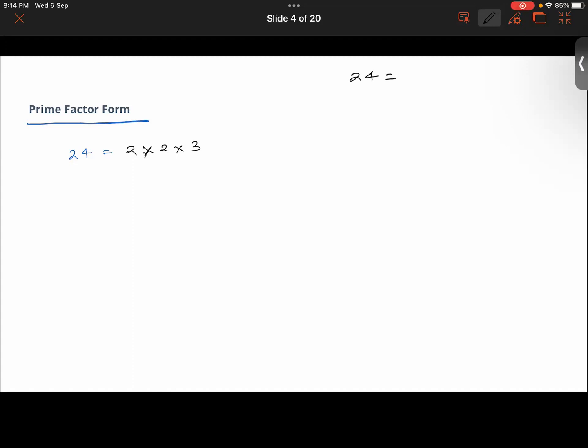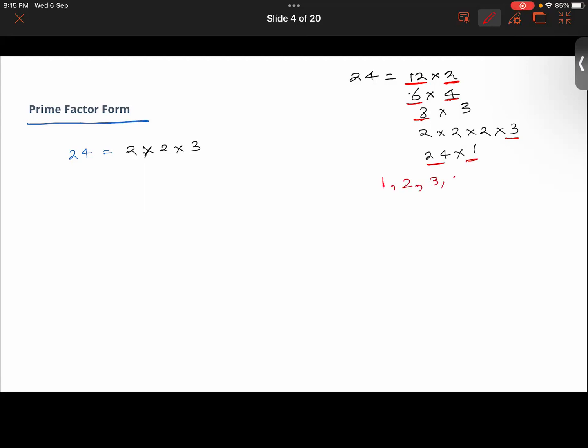It could have been written like this also: 12 multiplied by 2. You can have written it like this also: 6 multiplied by 4, 8 multiplied by 3. Or you could have written it as 2 times 2 times 2 times 3, or 24 multiplied by 1. So whether you have 12 or 2 or 4, 6, 8 or 3 or 1 or 24, these are all factors of 24.